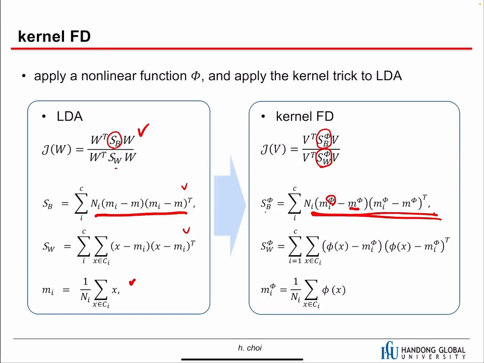Likewise, look at this one. Instead of x here, we have phi of x. Instead of m sub i, we have m sub i phi, and m sub i is replaced by m sub i phi like this. So if we have a nonlinear function phi, then kernel FD will be defined in this way. Good. But again, we don't have a nonlinear function, so we have to reformulate this kernel FD based on inner products, and then replace those inner products with a kernel.